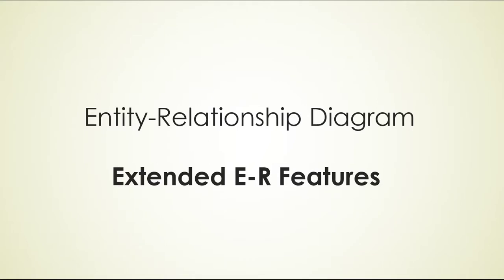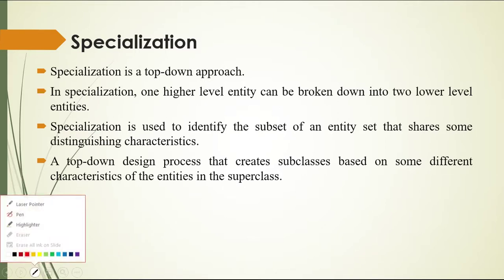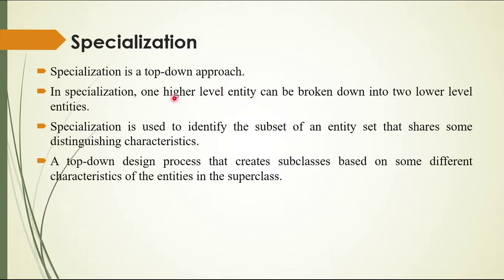Our subject is database management system. Our topic is entity relationship diagram, in which today we will see extended ER features. So our first extended feature is specialization. Specialization is a top-down approach. In specialization, one higher level entity can be broken down into two lower level entities.